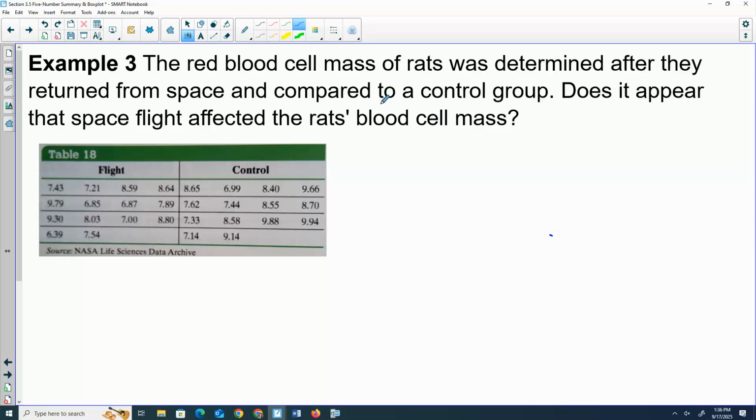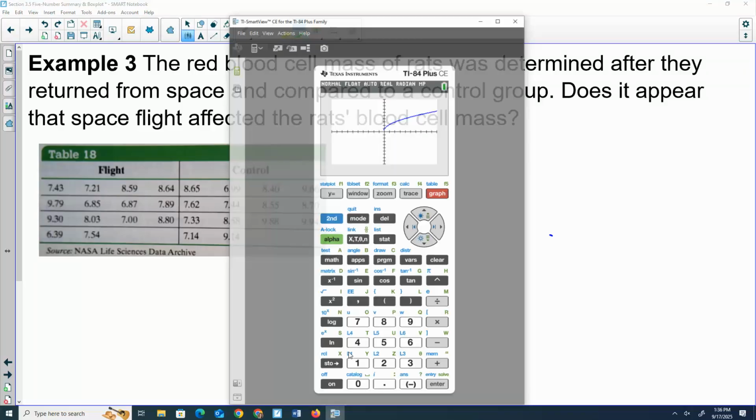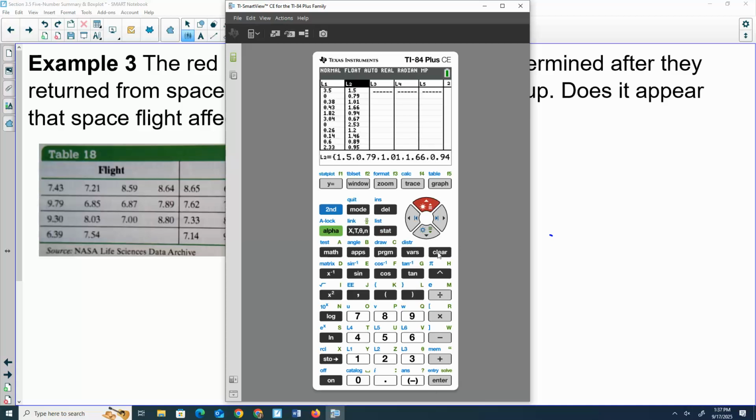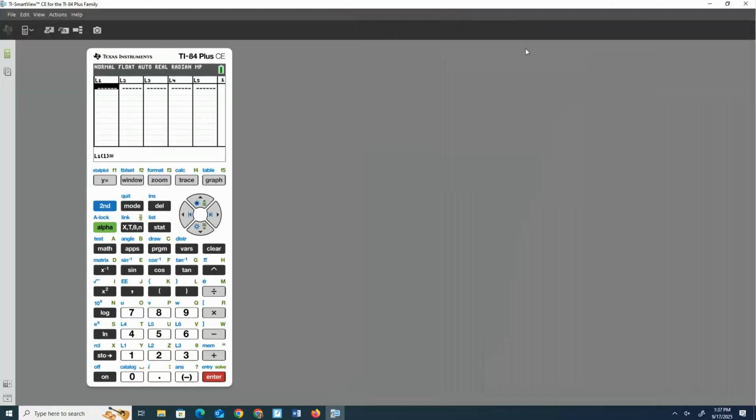So, the red blood cell mass of rats was determined after they returned from space and compared to a control group. Does it appear that space flight affected the rat's blood cell mass? Okay, so we're trying to look at this data and see if there's a difference. What we are going to do is compare these two using our calculator. Alright, so what I want you to do is put the flight group in L1 and the control group in L2.